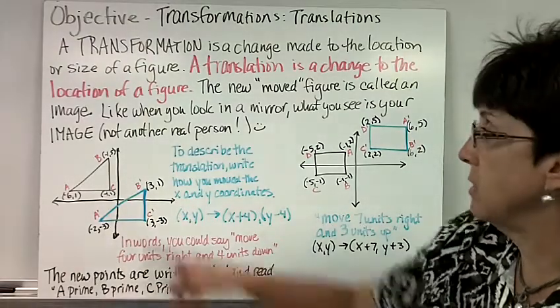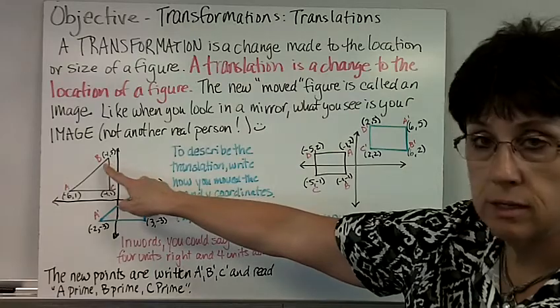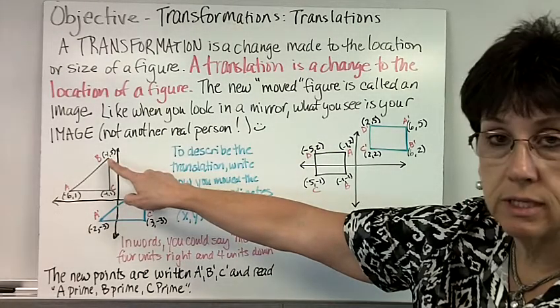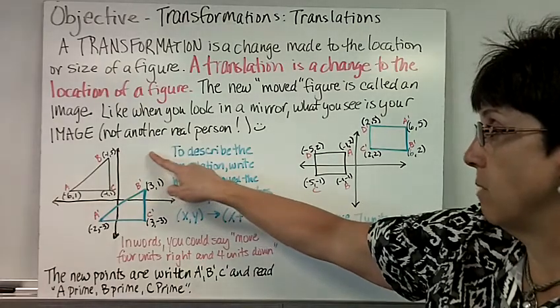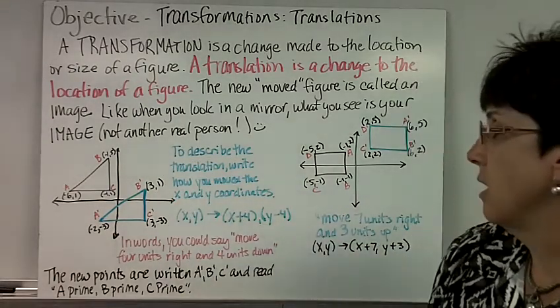Let's do the same with point B. Here I am at (-1, 5). If I move 4 to the right and 4 down, -1 plus 4 is 3. 5 minus 4 is 1. And that's where my B prime is.